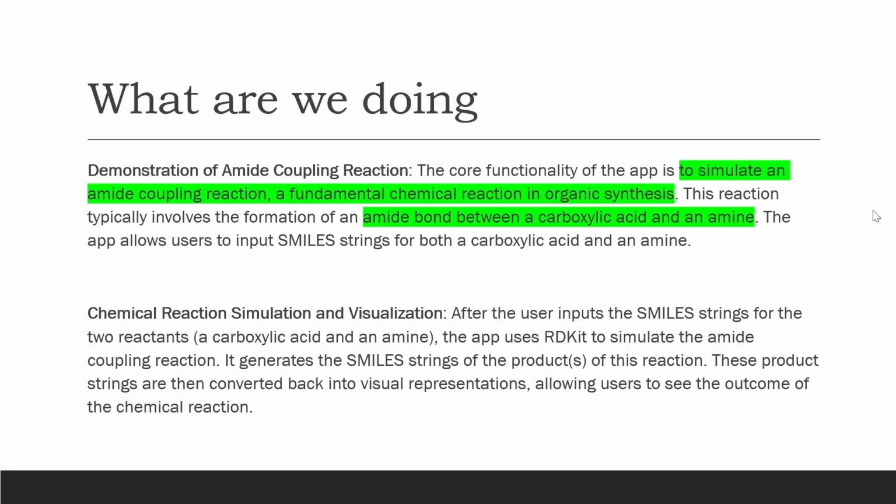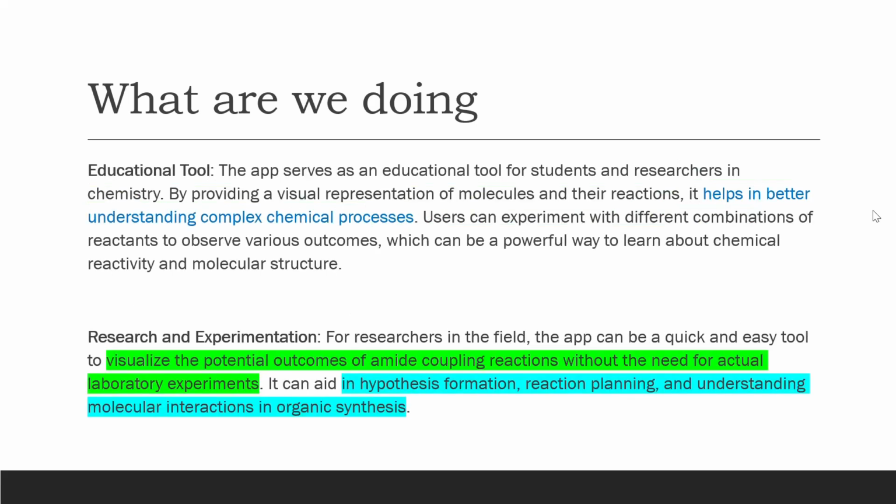After the user inputs the SMILES strings for the two reactants, the app uses RDKit to simulate. RDKit, as we know from going through the details, consists of all the molecular compounds, and it's a very useful tool for people who want to code in Python, and it is usable in different kinds of spheres also. To simulate the amide coupling reaction, it generates the SMILES strings and also the images of it, and visual representations, allowing users to see the outcome of the chemical reaction.